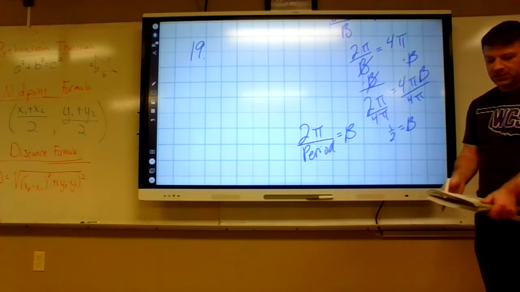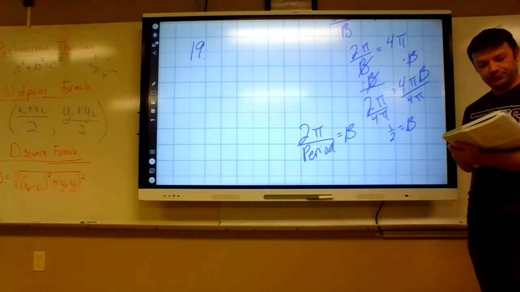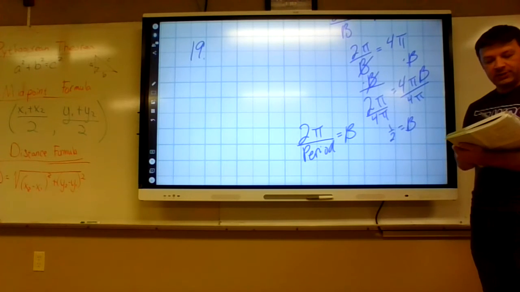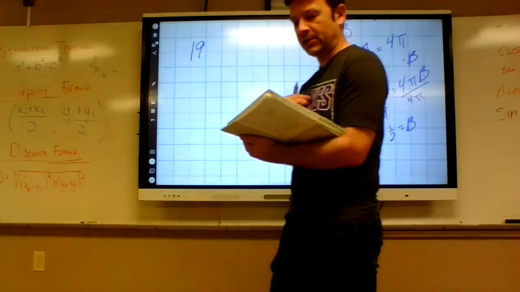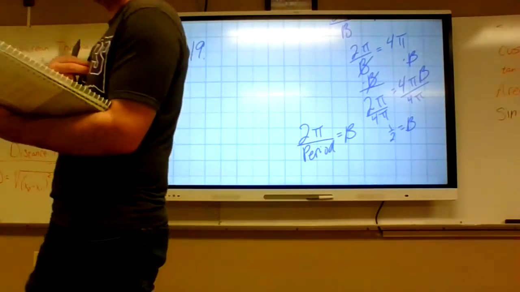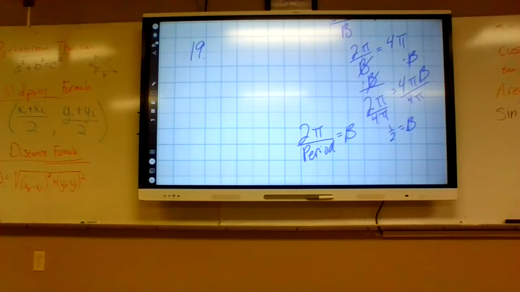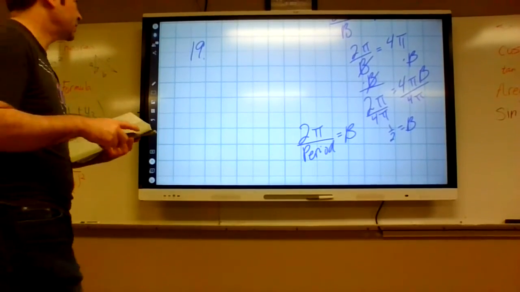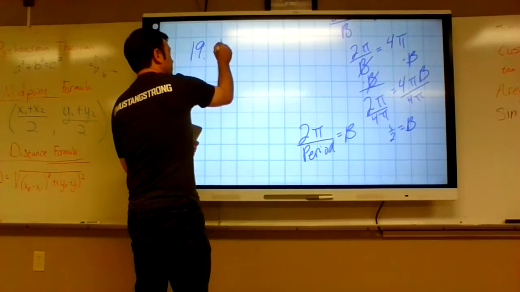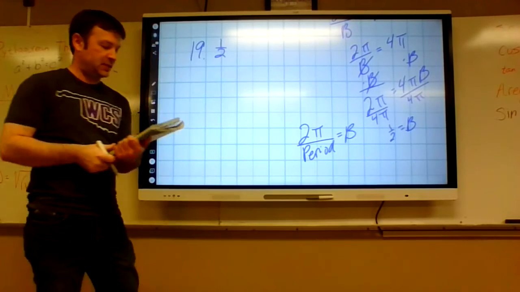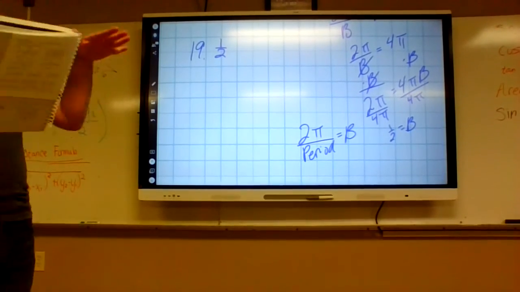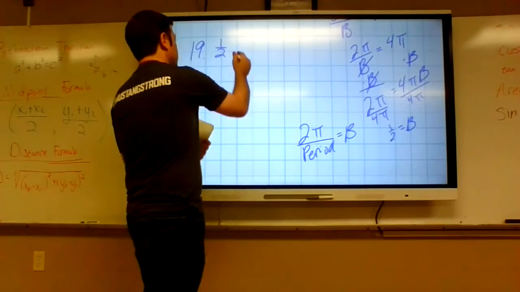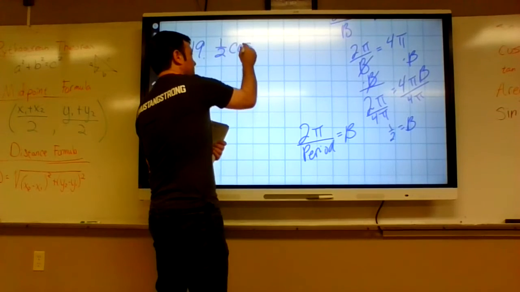Okay, so on 19, let's start with the amplitude. How much up and down is 19 moving? It's moving up 1/2 from 0. It's moving down 1/2. So the amplitude is 1/2. Does that look more like a sine function or a cosine function? Cosine, because at 0 it's up at the top of its graph.